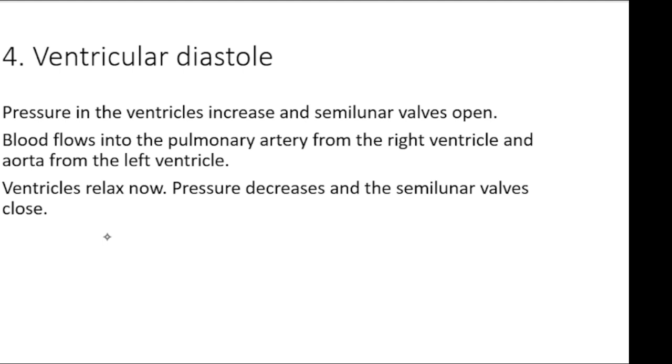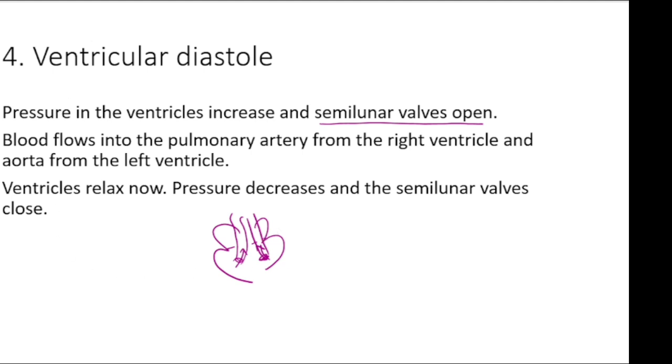The next stage is ventricular diastole. Now the ventricles were in a contracted position. Now their pressure increases. As a result, the semilunar valves open. Where are they found? At the entrance of the pulmonary artery and aorta. Now the blood will go up because pressure is high. The blood has to go. It cannot go back to the atria. So the blood will flow into the pulmonary artery and the aorta.